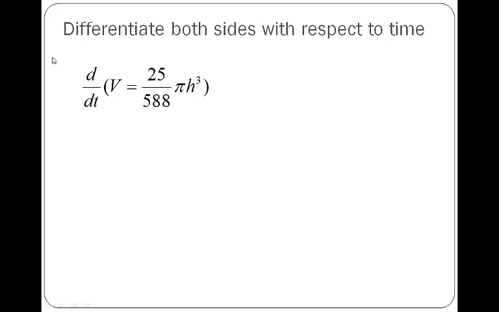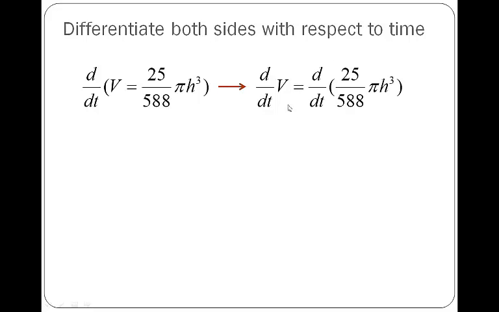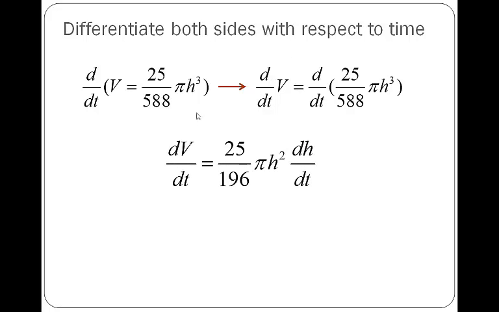So this is an implicit differentiation because I'm not taking the derivative of V with respect to H, I'm taking the derivative of V with respect to time, and then also the derivative of H with respect to time. And so that's what's happening here. So the derivative of V with respect to time, that's just dV/dt. So that's the left side.